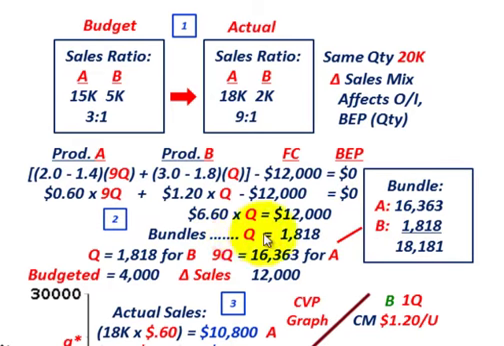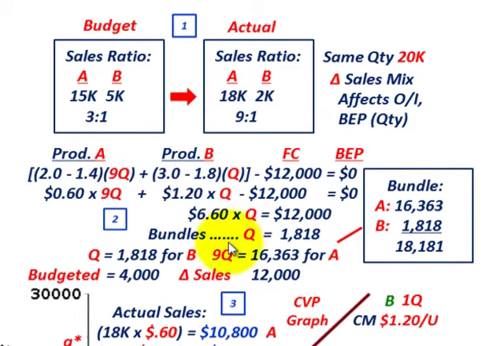So Q for B, we can figure that out. It's only 1Q, and 1Q is 1,818. So that's how many units of B we're going to have to sell for that break-even point, 1,818. And then 9Q for product A, excuse me, that's 16,363 units.